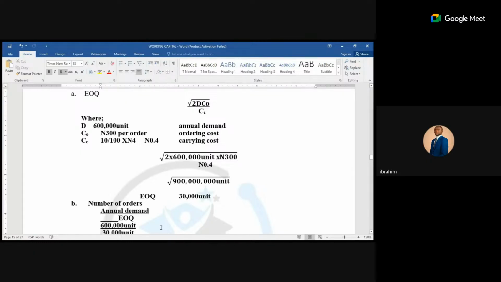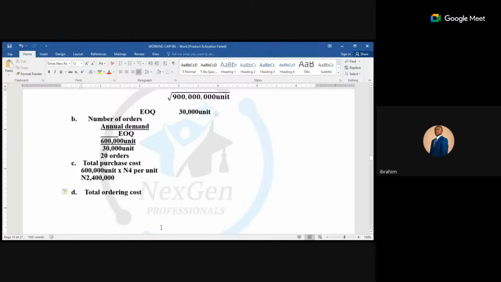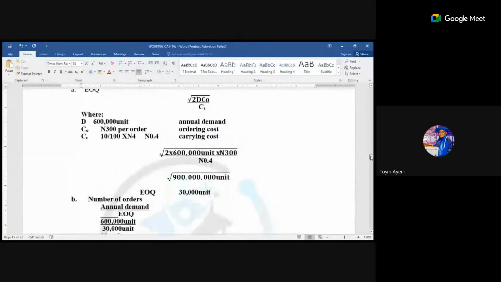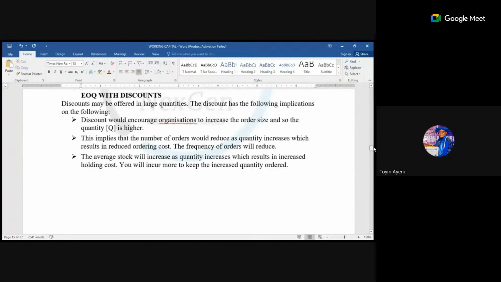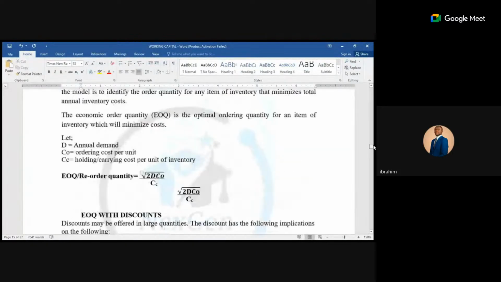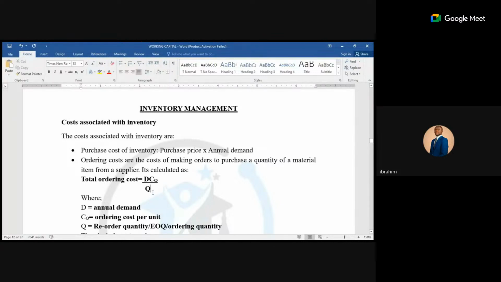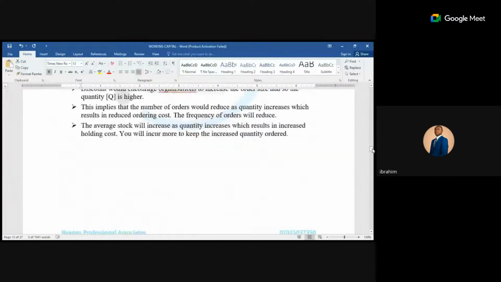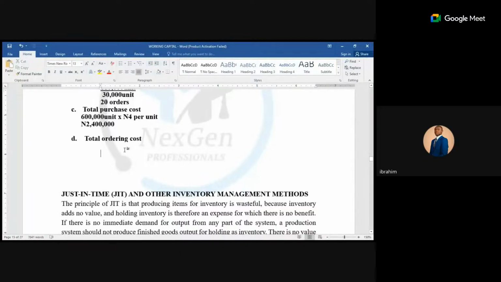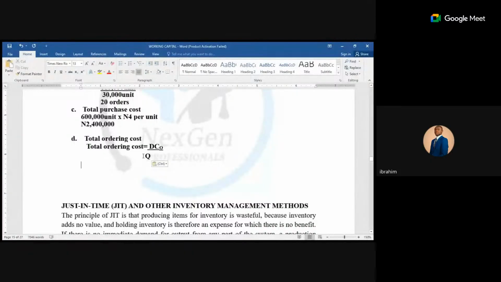300 naira per order. Don't forget, what is the formula for calculating ordering costs? Even without the formula, you can determine the ordering costs. So what is the formula first? Annual demand times ordering cost divided by EOQ. Or rather, cost per order multiplied by the number of orders. Let's check. This is the total ordering costs. So make sure you master the formula. This is very important.